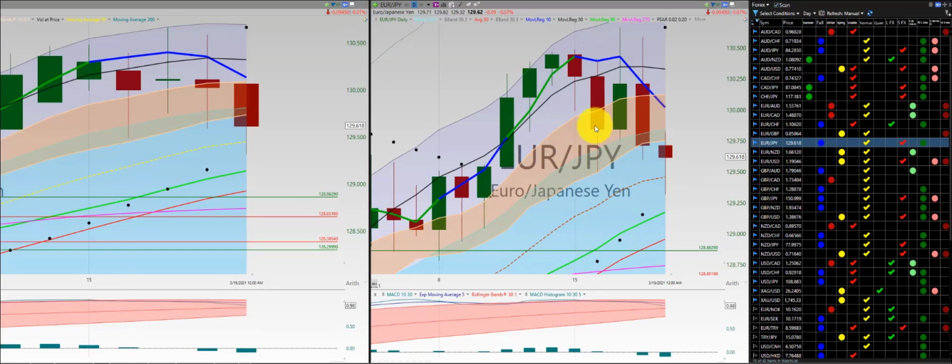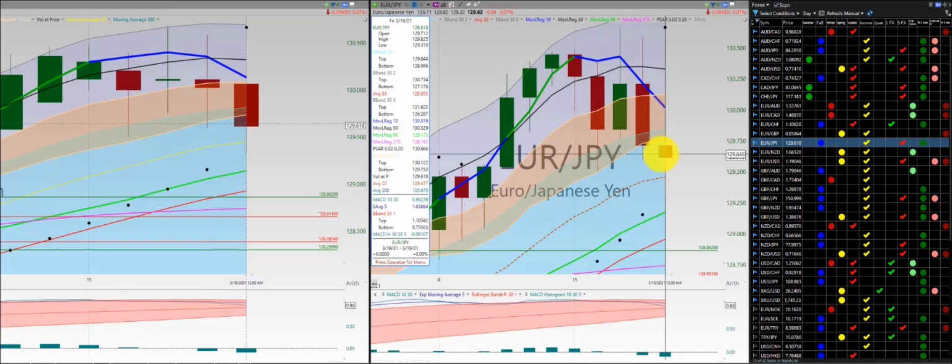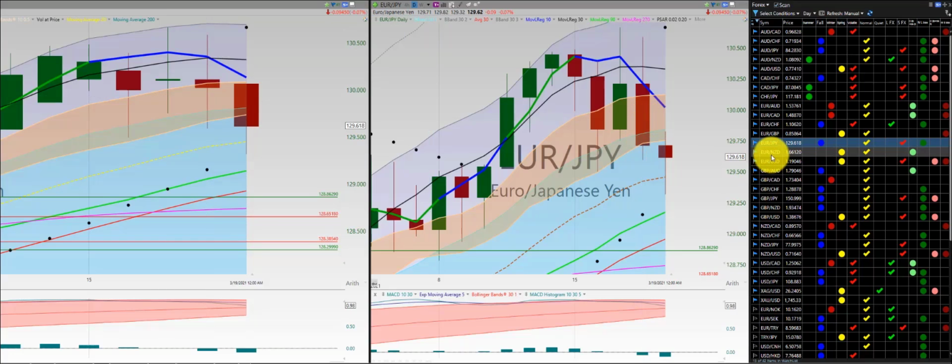Euro Japanese had an initial short here, was out for a loss. Green Heikin-Ashi green candle, no trade. Took this trade and was out for a 1-2 on Friday.